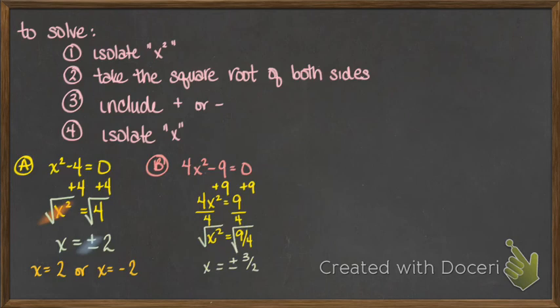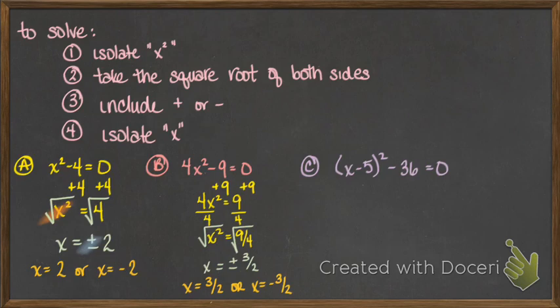So x squared equals 9 over 4. We'll take the square root of both sides. The square root of 9 is 3. The square root of 4 is 2. I get x equals plus or minus 3 over 2. So x is 3 over 2, or x equals -3 over 2. Final example.